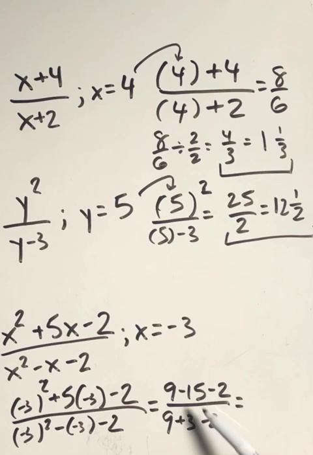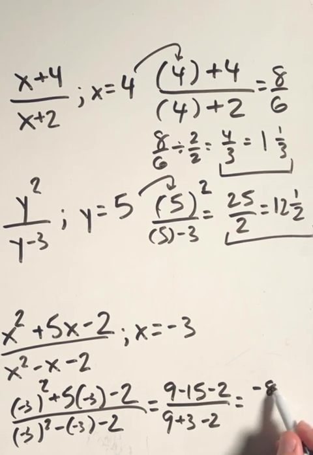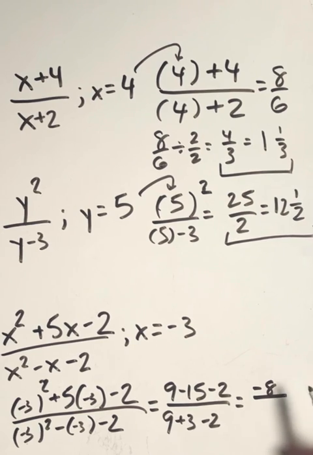If I wanted to look at all these together, I could say, well, these both have 9s, these both have negative 2, so I really have negative 15 over 3. But if I wanted to simplify by adding, I could do that too. Negative 15 minus 2 would be negative 17. Negative 17 plus 9 would be negative 8. And then 9 plus 3 is 12. 12 minus 2 is 10, so negative 8/10, which would simplify to negative 4/5.